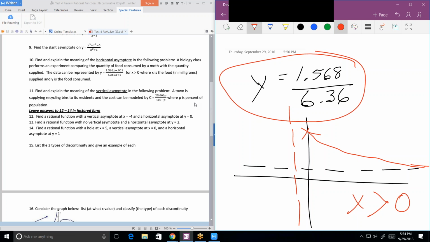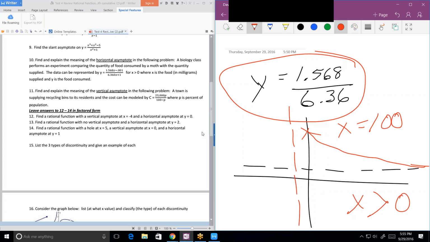Where's the vertical asymptote on number 11? 100. P equals 100. Wouldn't that just be because it's a percentage, so it's out of 100? No, well, I don't even know what P means at this point. I'm just looking at the function. The only thing I know is that P cannot be 100. So therefore, your vertical asymptote is P equals 100.